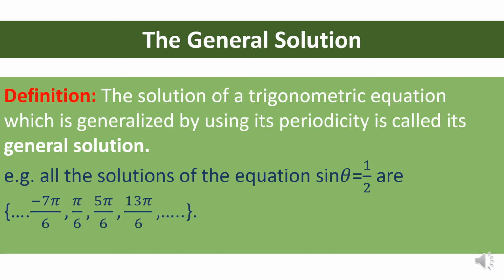Besides pi by 6, it can have an infinite number of solutions of the form minus 7 pi by 6, 5 pi by 6, 13 pi by 6 and so on and so forth. The number of solutions is just infinite. We are going to discuss how to find the general solution of a trigonometric equation in this particular lecture. We first discuss certain theorems to understand more about the general solutions.